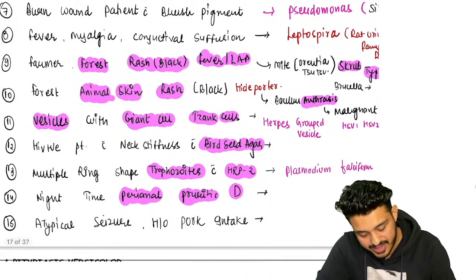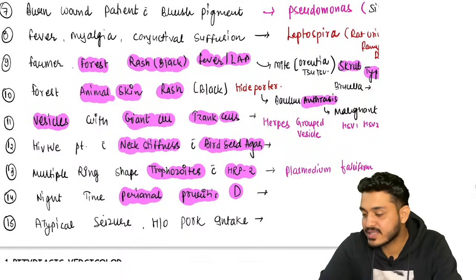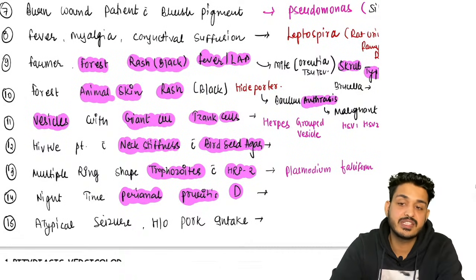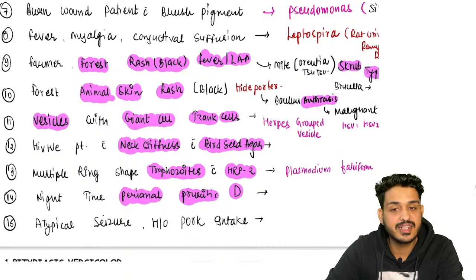So bird seed agar, neck stiffness is suggestive of what, beta? Neck stiffness. Just try to read these keywords. Neck stiffness means the patient will be having what? Nuchal rigidity. Nuchal rigidity is seen in meningitis.